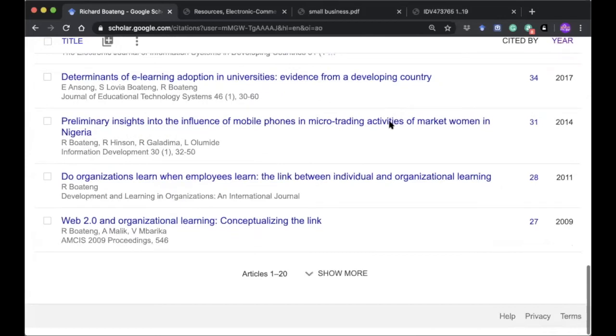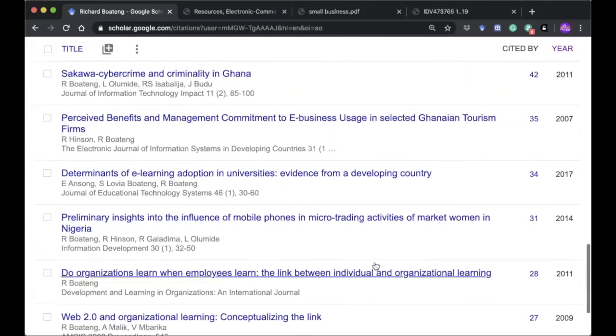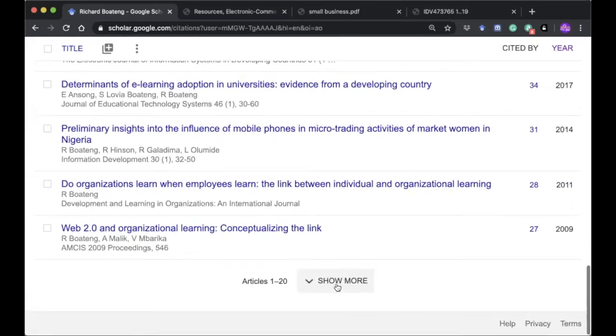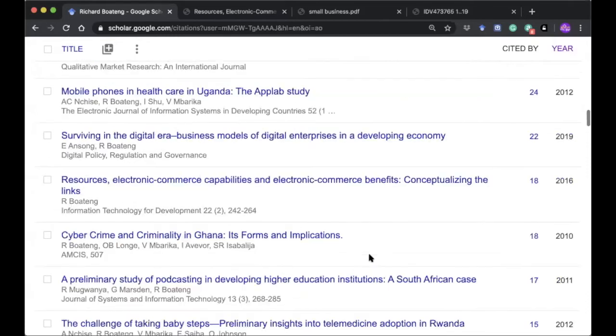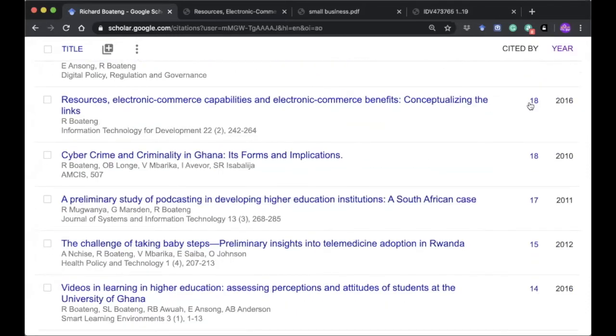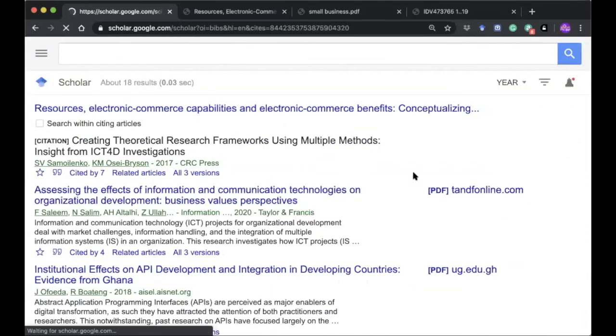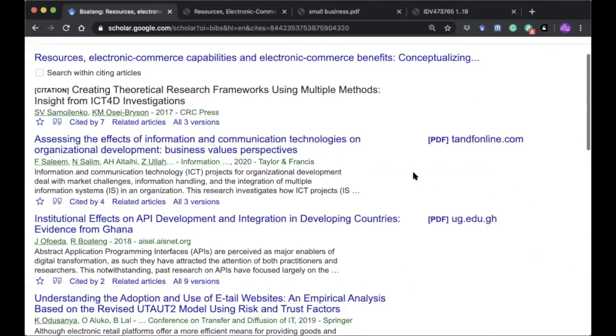So the papers are showing now. I wanted this one. Good. Now look at this, 18 papers have cited it. So that's it. Now look at the papers that have cited it.